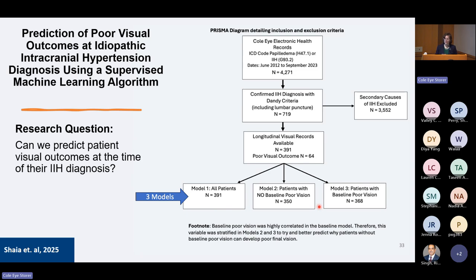And the reasoning for this is we found that baseline vision so significantly correlated with our outcome that we decided to stratify by patients who had baseline poor vision and patients who did not have baseline poor vision to try to understand other factors that might influence poor visual outcomes. So model 2 does not include patients with a baseline poor vision, and model 3 does include patients with baseline poor vision.